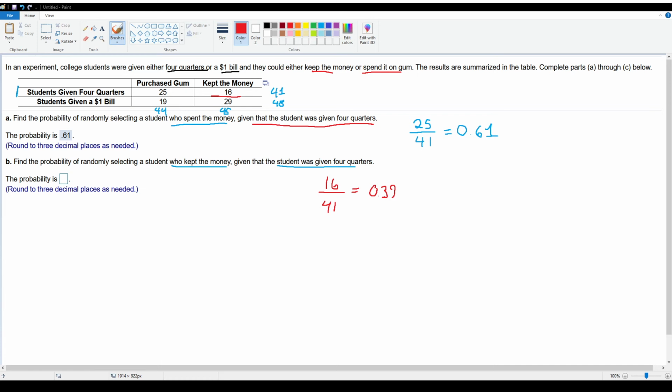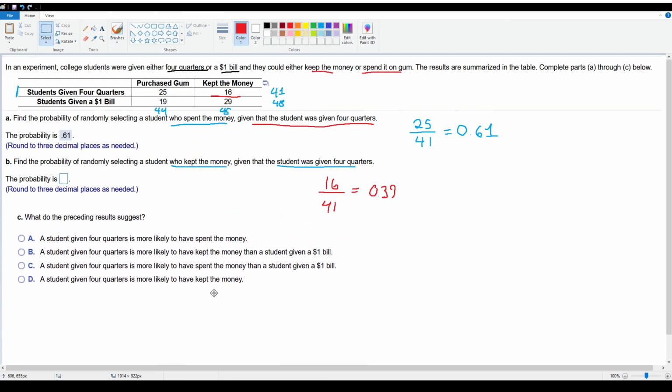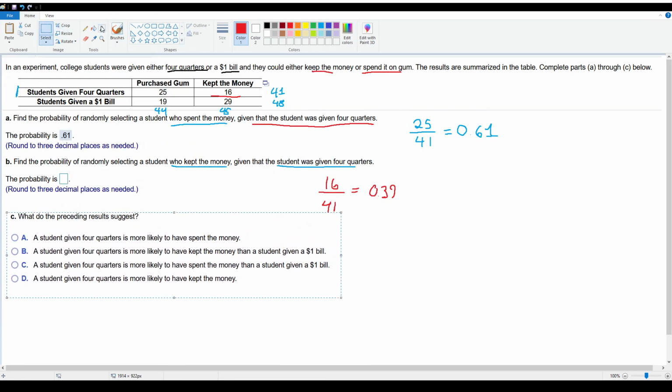Then the last problem asks, what did the preceding results suggest? And we have 4 possibilities. A student given 4 quarters is more likely to have spent the money. A student given 4 quarters is more likely to have kept the money than a student given a $1 bill. A student given 4 quarters is more likely to have spent the money than a student given a $1 bill. And a student given 4 quarters is more likely to have kept the money.